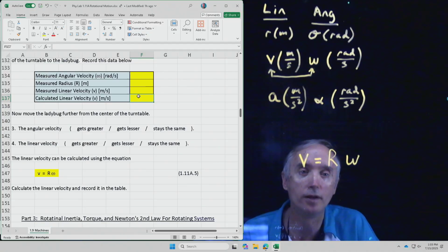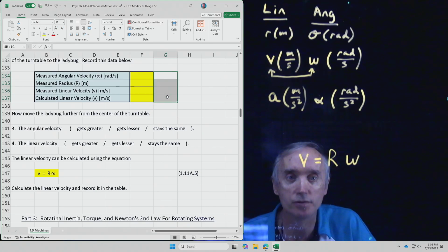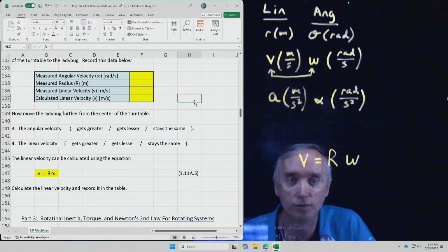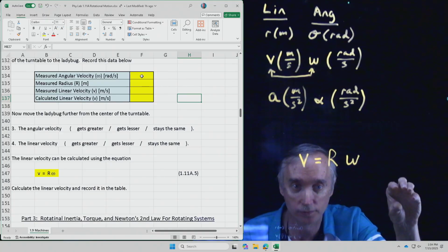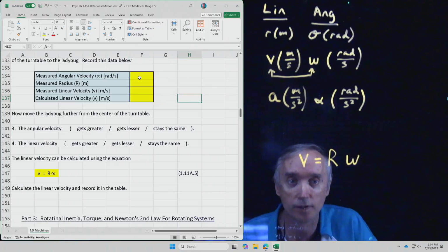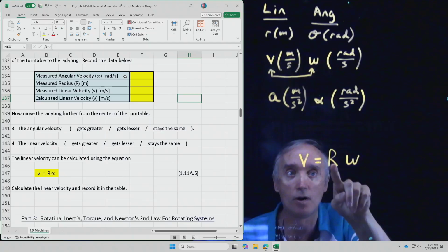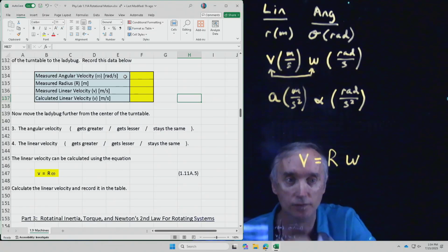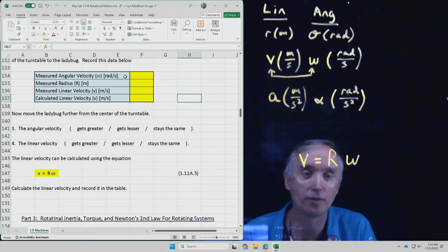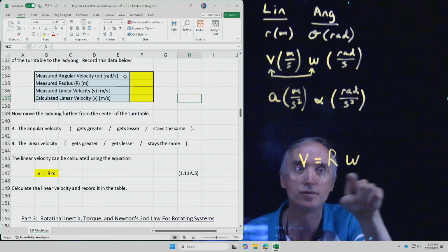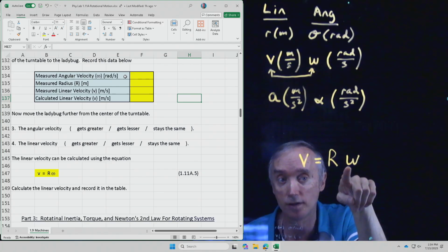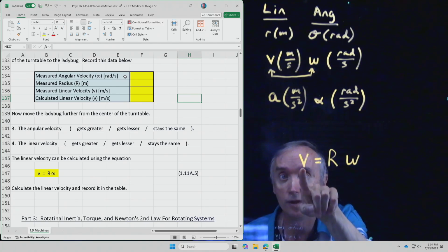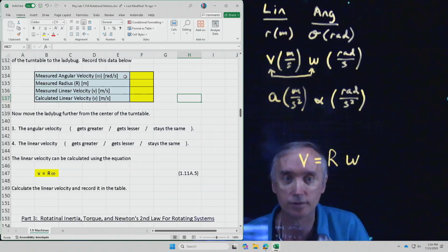And then, if you want, I don't have another set of columns over here, but if you wanted to, you could do it again by moving the ladybug somewhere else, measuring its radius. So this number is still going to be the same. The omega doesn't change, but the R is, and that's going to change the V. So you might want to just make sure that that's true. But the point is now that you can use this formula to calculate the linear velocity if you know the angular velocity. Or if you were given this, you could calculate that.